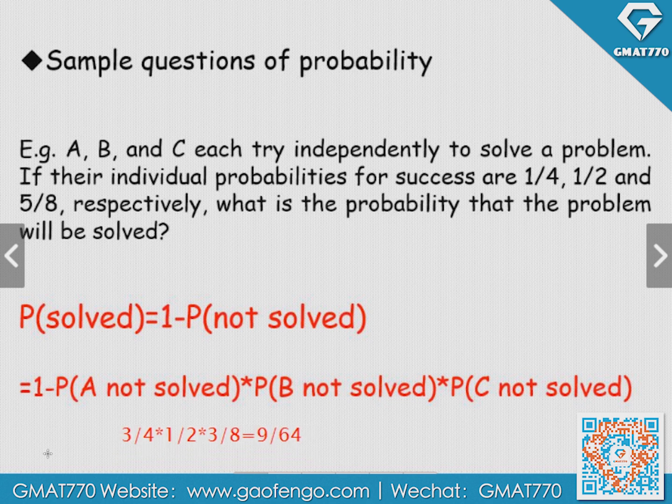And you use 1 minus the probability that the problem is not solved to get the probability that the problem will be solved. So it should equal 55 out of 64.